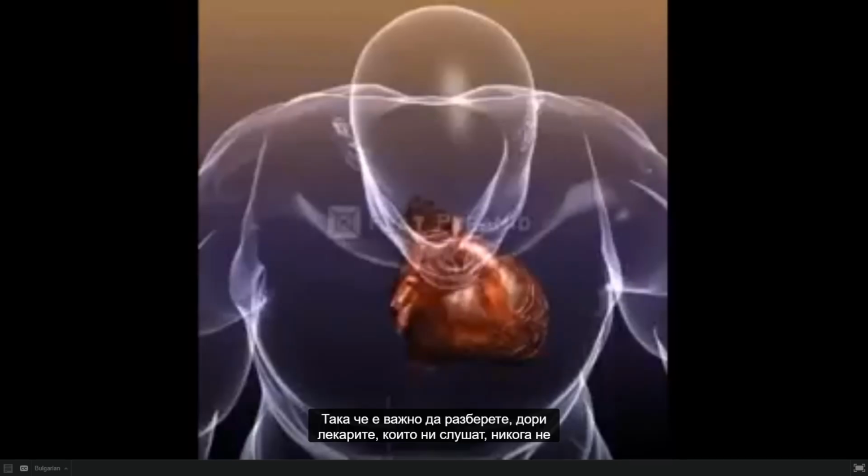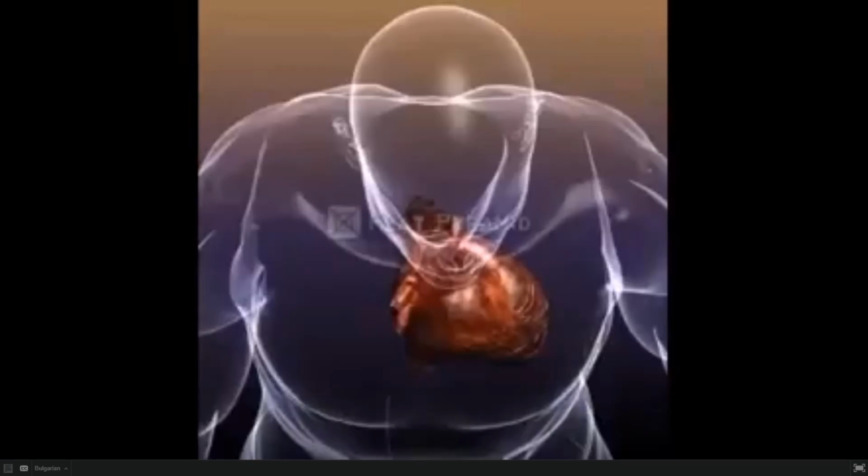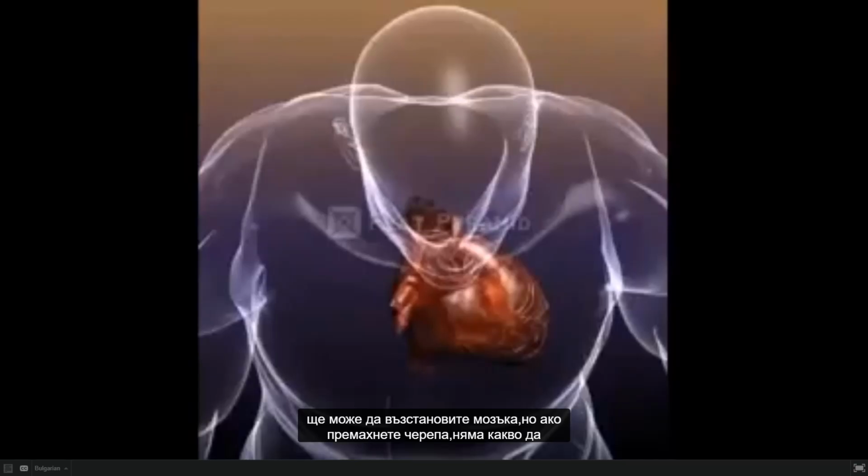So it is important to understand, even the doctors who listen to us, never remove the skull. If it means you can cover it, hold it somehow, hold it. But don't remove it, because if you keep the skull, you can rebuild the brain. If you remove the skull, you have nothing to build on. You took the bricks away. How do you expect to build a building?